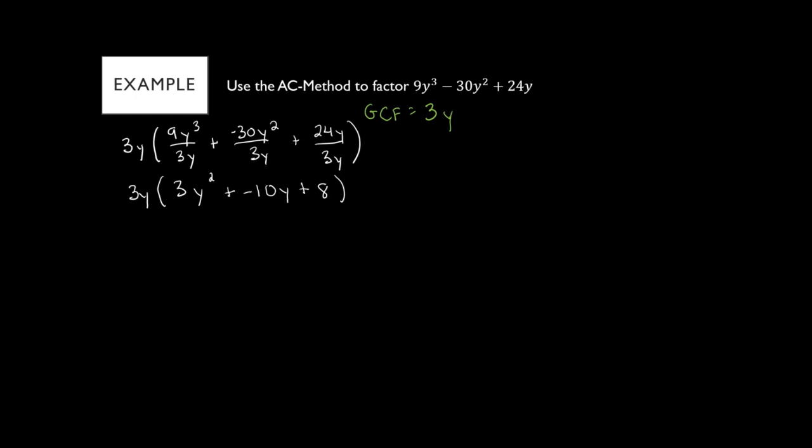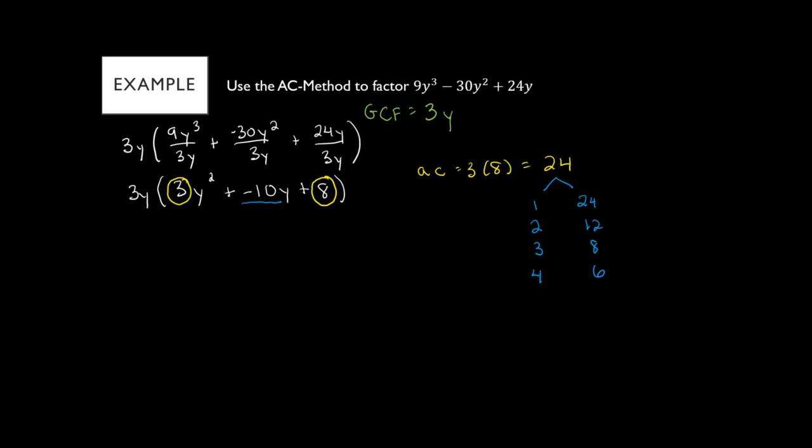So now that we've taken out the greatest common factor, we're going to take a and c. So a times c is 3 times 8, which is 24. So we're multiplying to 24, and then we want to add to -10. So I'm just going to write down 1 times 24, 2 times 12, 3 times 8, 4 times 6, and then we start repeating again.